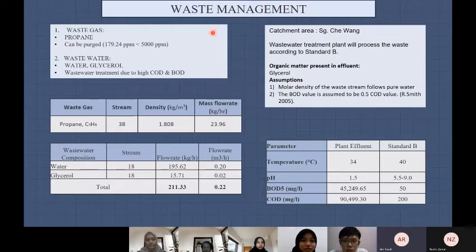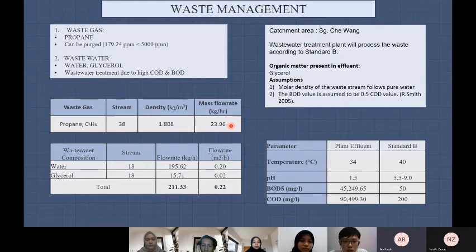Okay, for the waste management part, basically we have two types of waste, which are waste gas and wastewater. For waste gas, our propane can be purged because the concentration released in an hour is about 179.24 ppm, which is less than 5,000 ppm. For wastewater, the effluent consists of water and glycerol, and will be sent to wastewater treatment due to high COD and BOD. For propane, the mass flow rate is 23.96 kilograms per hour.